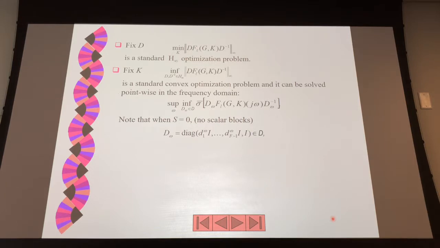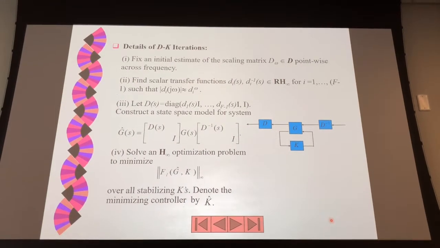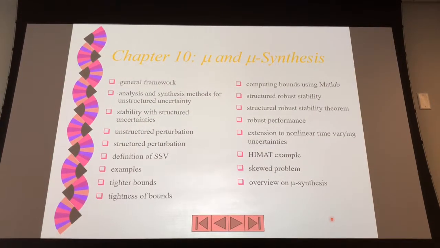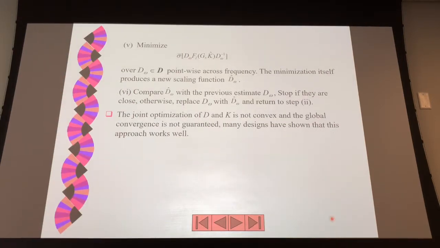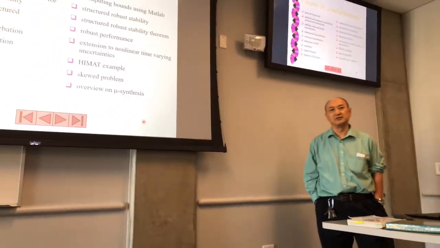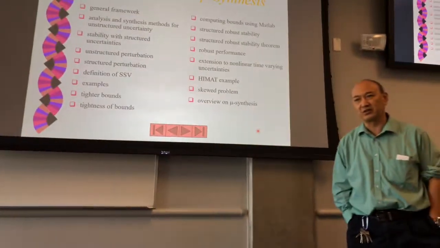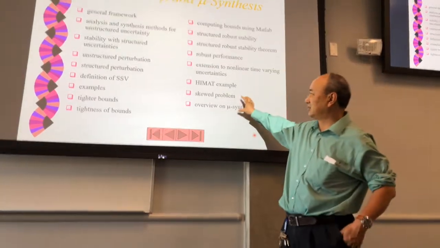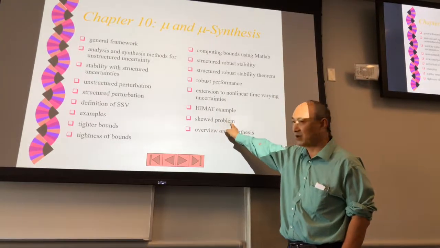We can zoom in to more details of the DK iteration, but we run out of time. We'll continue on Wednesday on this topic. In fact, this is my second last slide. Mu and mu synthesis, we're going to stop here. Next lecture, I will overlap a little bit, show some examples, and explain the skewed problem.